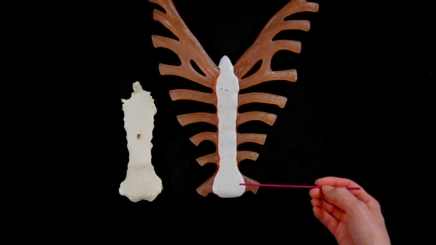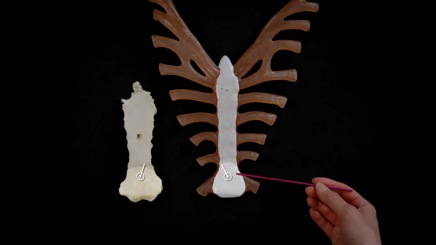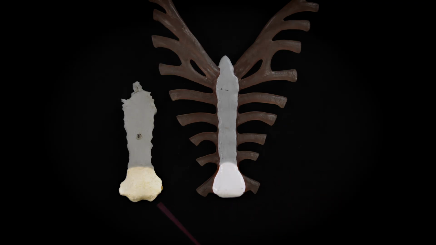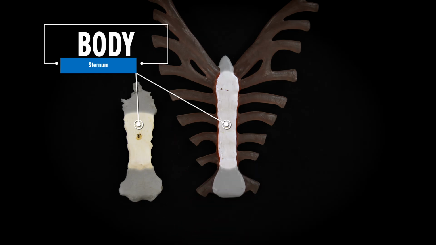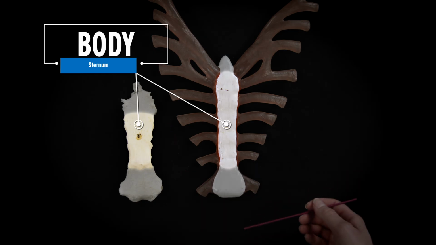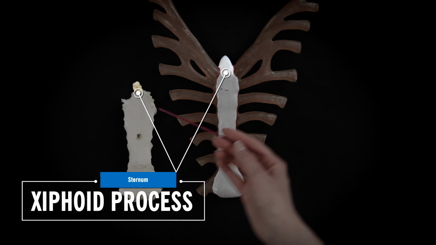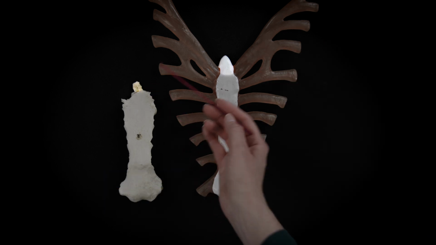So to start, the sternum is split into 3 different general areas. We have this upper portion, which is considered the manubrium. So it's this upper portion here, and this whole upper portion here is the manubrium. Then this long, straight portion is considered the body. And then this pointy part here at the end is the xiphoid process.